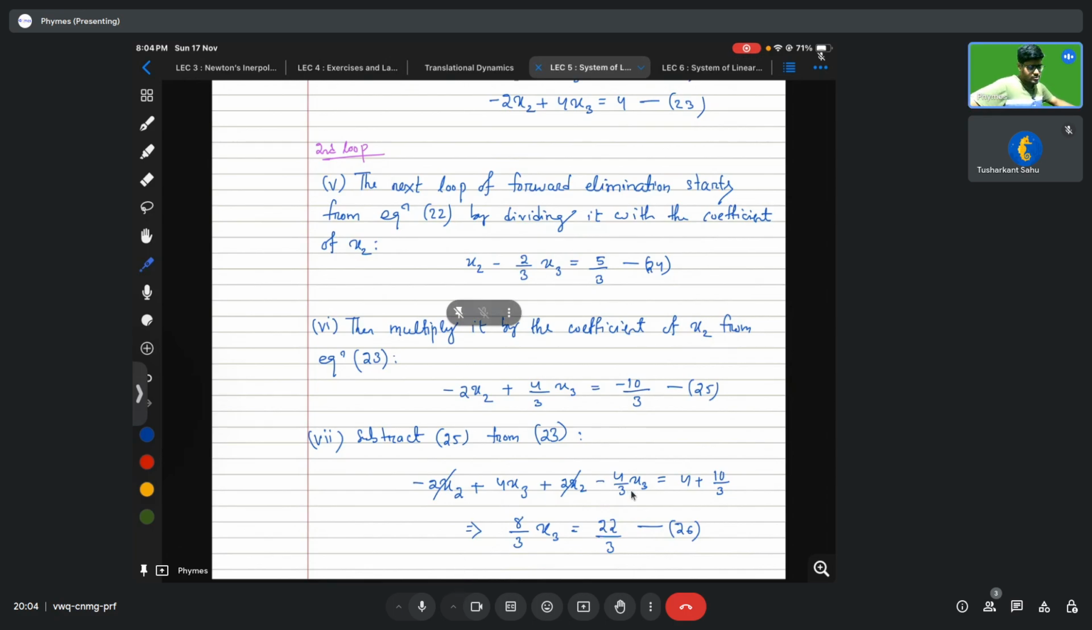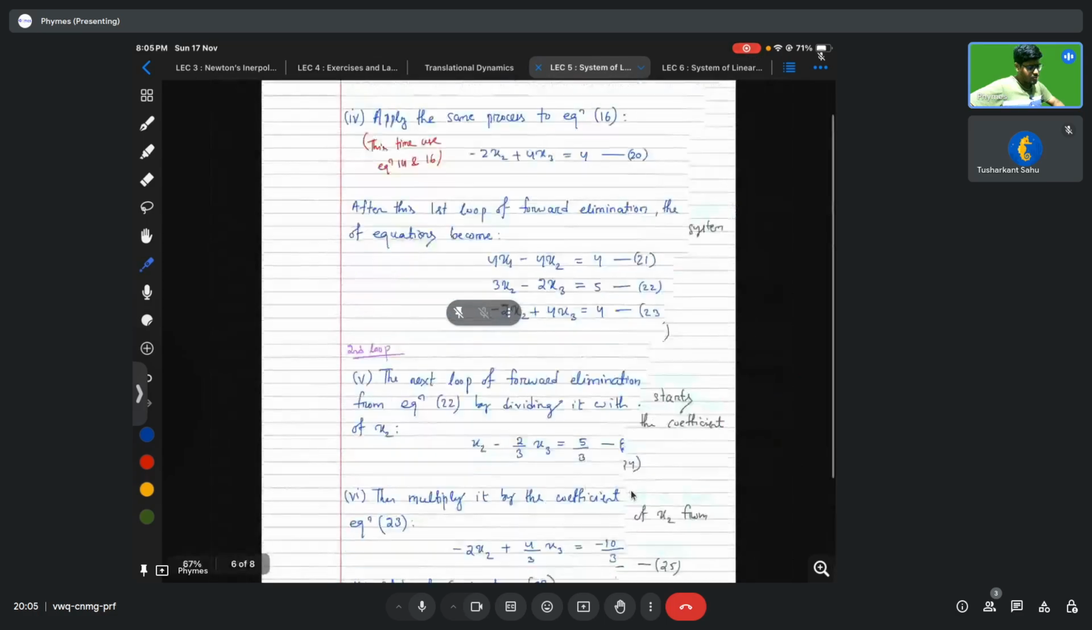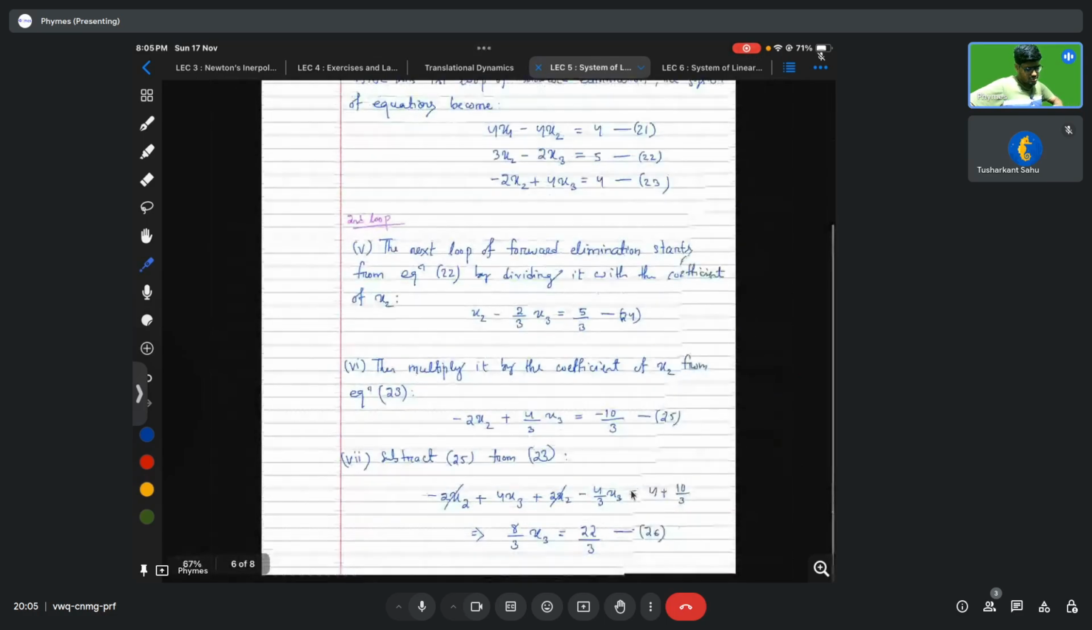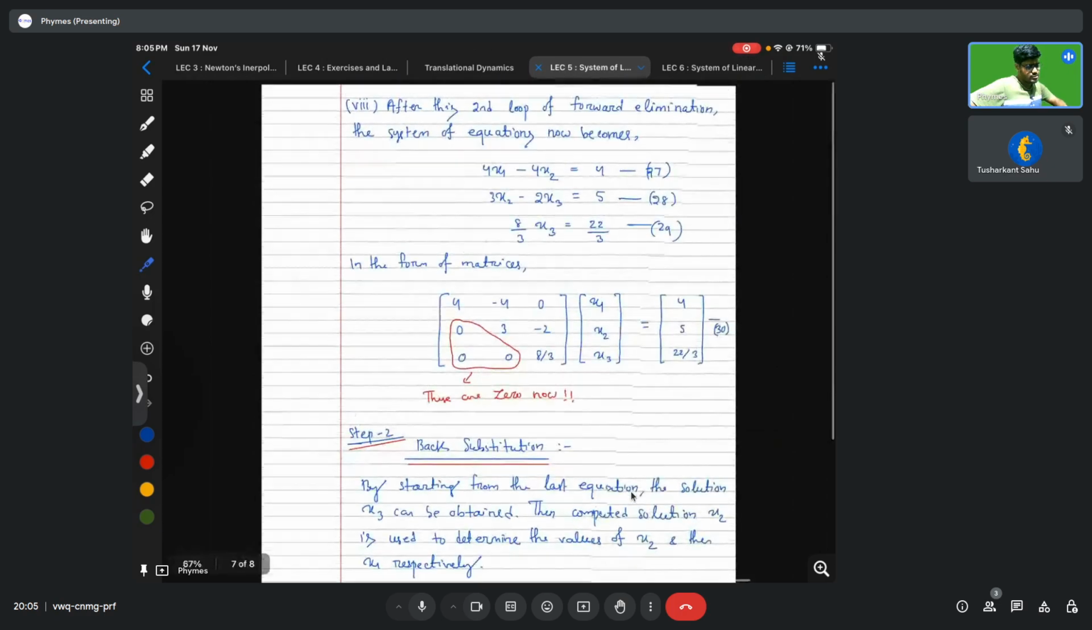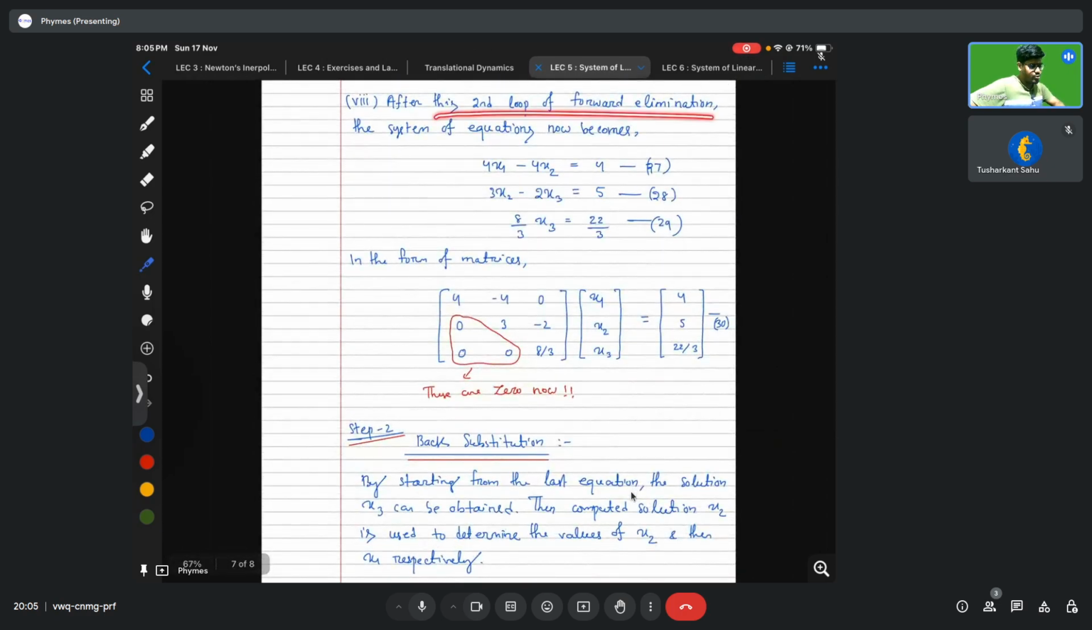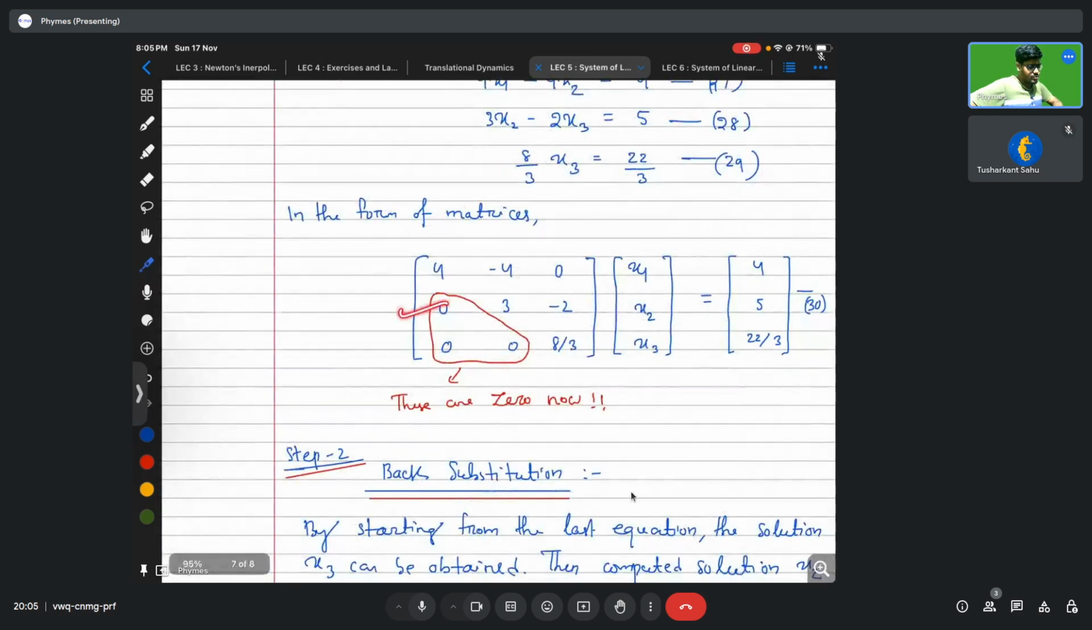Right, so that is how you have to do it. So this is the second loop, and you have eliminated the x2 value from here, and now your coefficient matrix is diagonal. So after the second loop of forward elimination, the system of equations will be like this. You have eliminated all the elements below the diagonal, and this will be the form of equations, right? And the values here also will change.